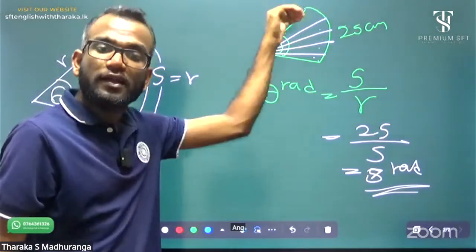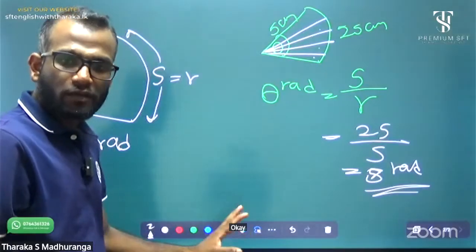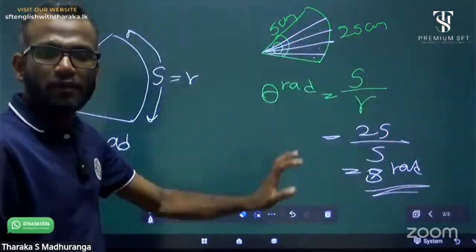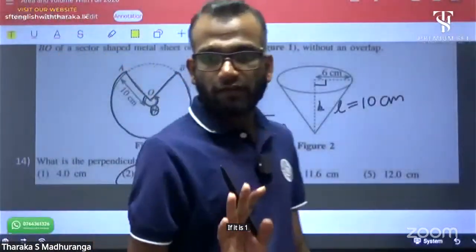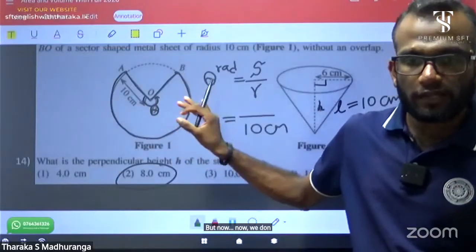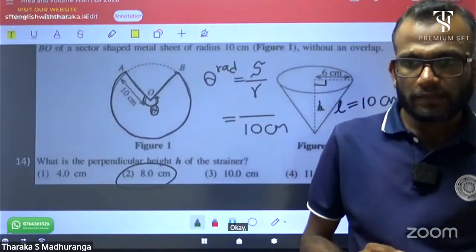We don't know the angle, and we don't know the arc length either. If it is 1 radian, it is equal, I say. But now we don't know the angle.